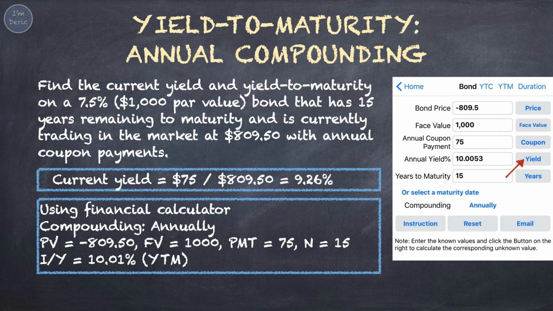Compare the current yield and YTM. YTM is higher than current yield. Therefore, for holding the bond for 15 years, you will get a higher average return. Holding the bond for 1 year will only earn 9.26%, the current yield.